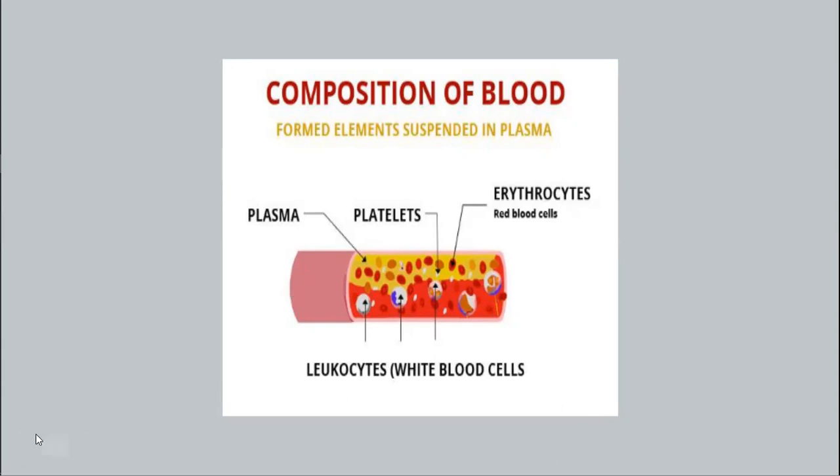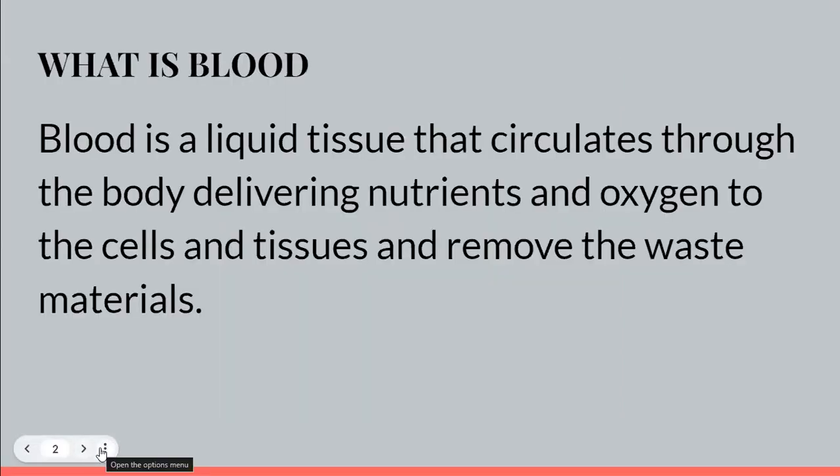So let's see what is blood. Blood is actually a liquid tissue. Why is it a tissue? Because we know that a group of cells is called a tissue. So our blood is made up of a group of cells, a combination of cells, which we are going to see in the discussion today. Since it is liquid in nature, it is a liquid tissue.